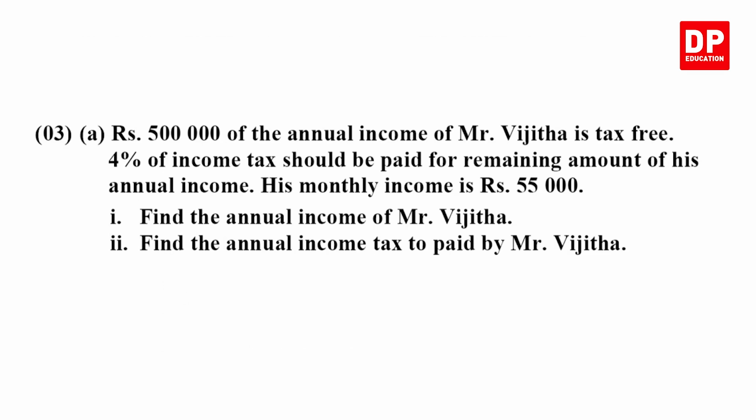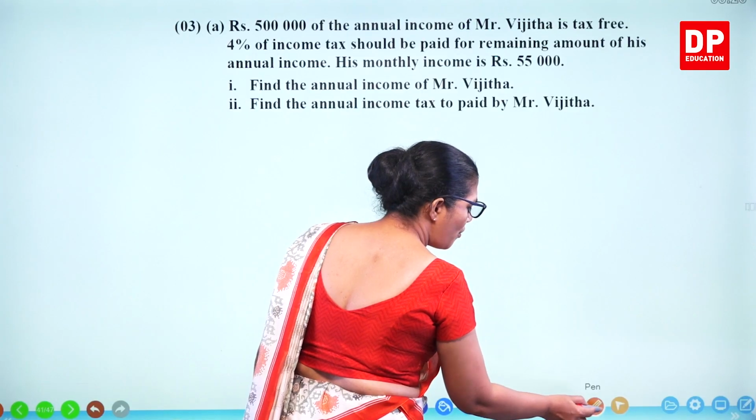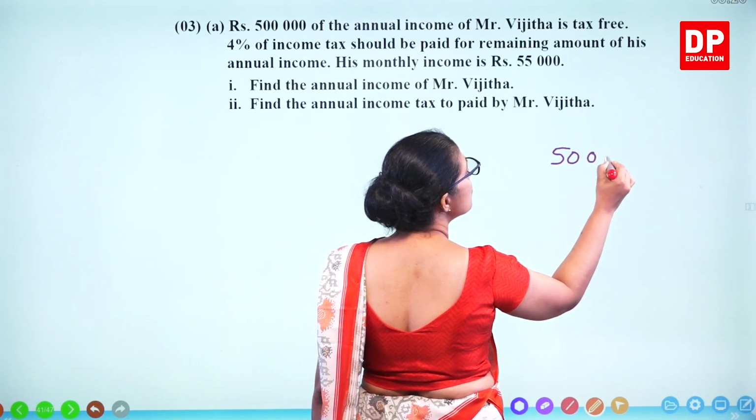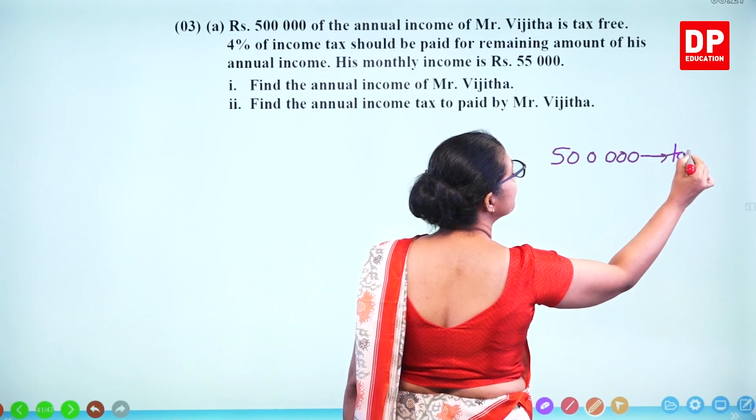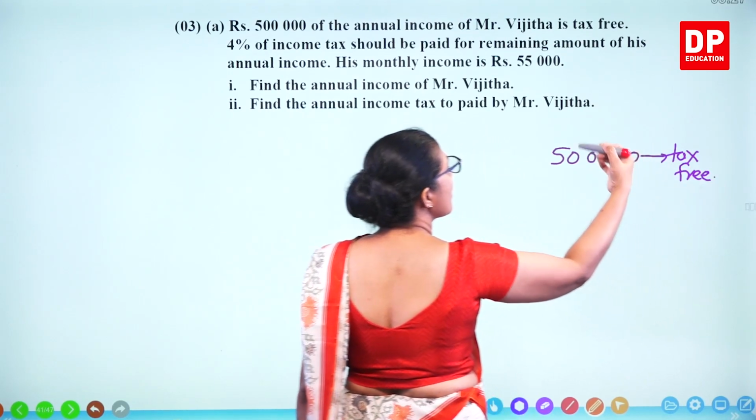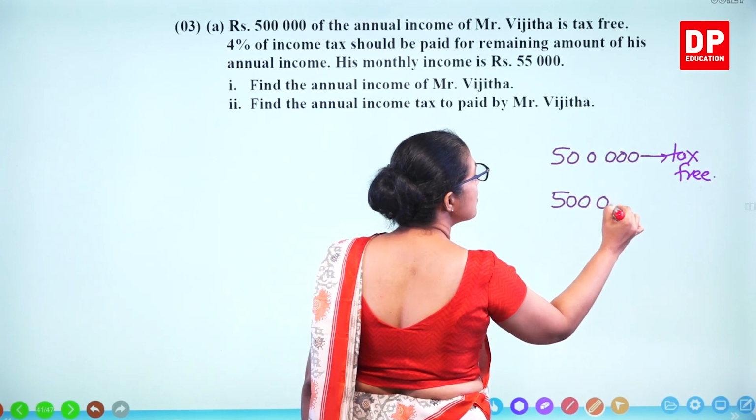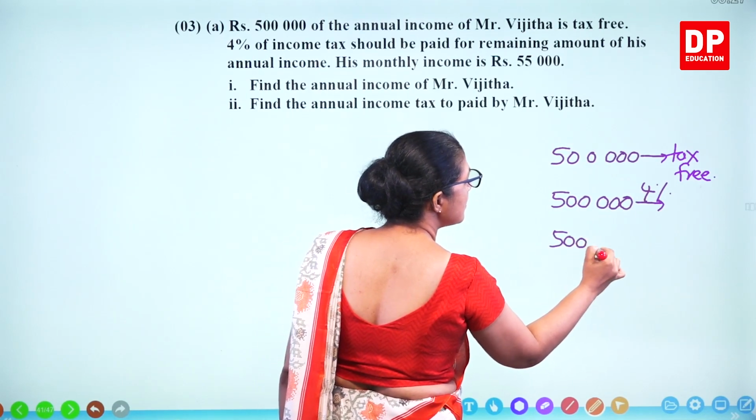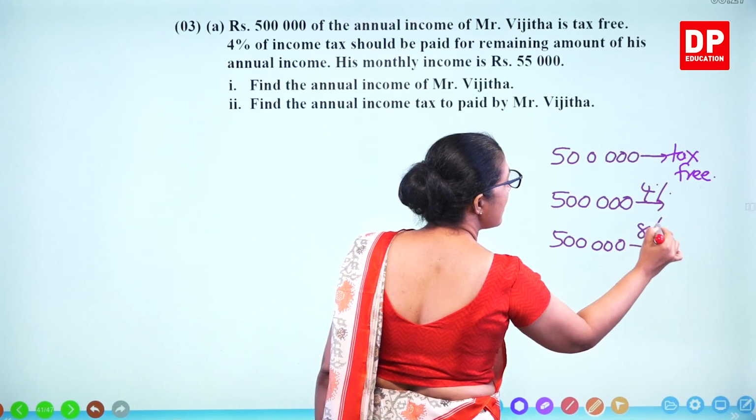So we'll do part A. 500,000 rupees of the annual income of Mr. Vijitha is tax-free. 4% of income tax should be paid for the remaining amount of his annual income. His monthly income is 55,000 rupees. Now, normally, how can we pay tax? First 500,000 rupees tax-free. For the next 500,000, that's 4% tax. Next 500,000, that's 8%. Like that, it's increasing.